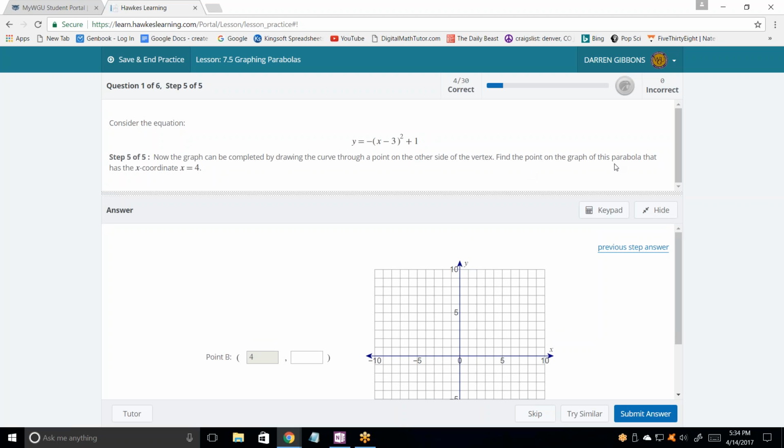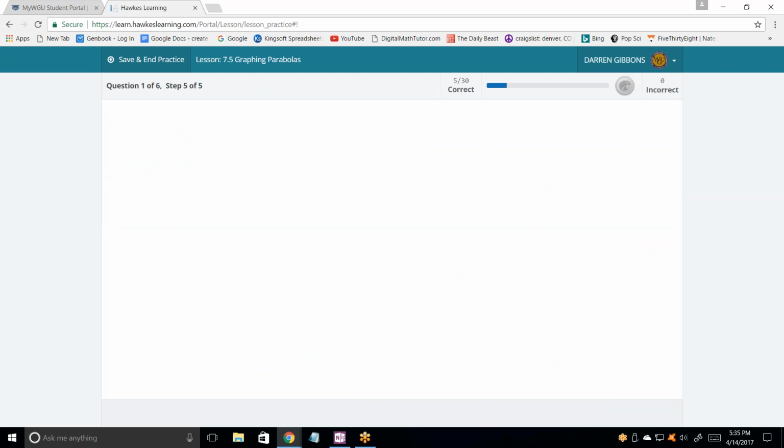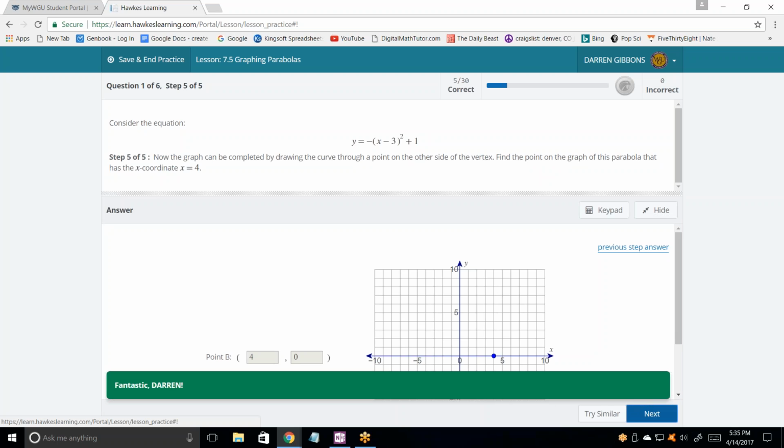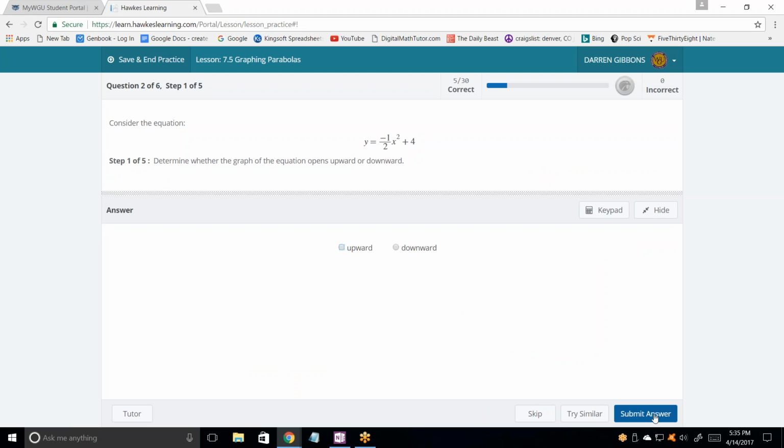And find the point on this graph that has an x-coordinate of 4. Well, go ahead and plug in 4 for x. What do you get for y? Negative 1 plus 1, which is 0. Okay, does this curve open up or down? Down.